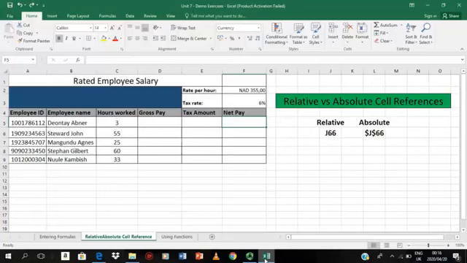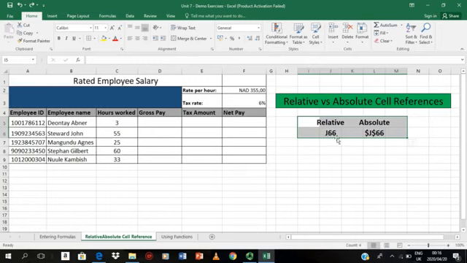Now, we have learned that the cell address is made up of an intersection between the column heading and the row number. And this cell address can either be referred to as a relative cell address or an absolute cell address. If you look at the example on the screen here, you will see the difference between a relative cell address and an absolute cell address.